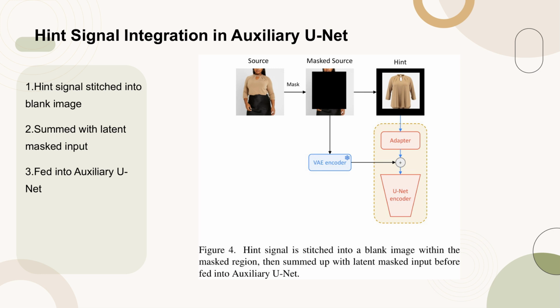Figure 4 illustrates the process of integrating the hint signal into the auxiliary UNet. First, the hint signal is stitched into a blank image within the masked region. This combined image is then summed up with the latent masked input. Finally, the resulting representation is fed into the auxiliary UNet for further processing.